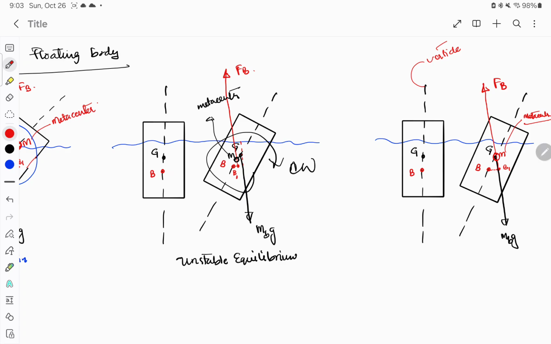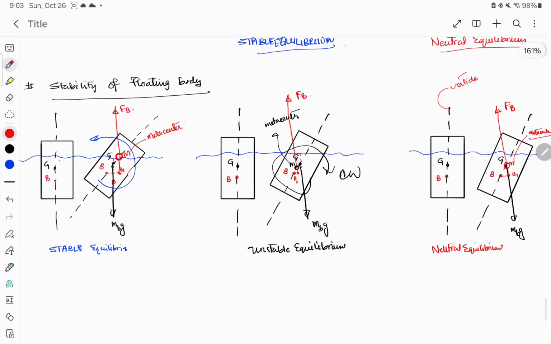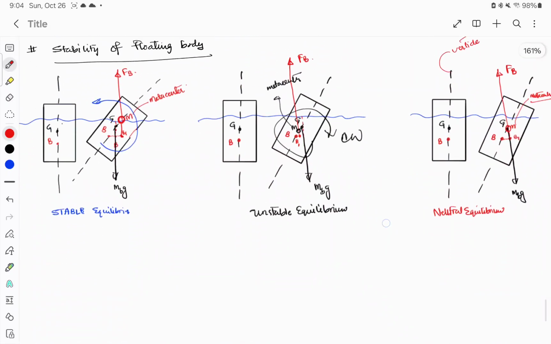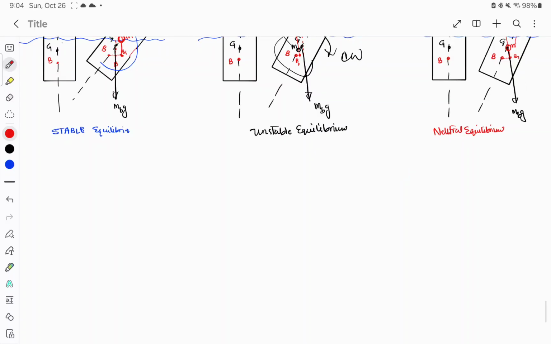We can see that there is no couple generated, and since there is no couple generated, there will be no rotational motion of this body. Hence, this is a neutral equilibrium case. So we are done with the stability of floating bodies and stability of submerged bodies. Now we can easily define what is metacenter. So metacenter, as I've already said, that metacenter M.